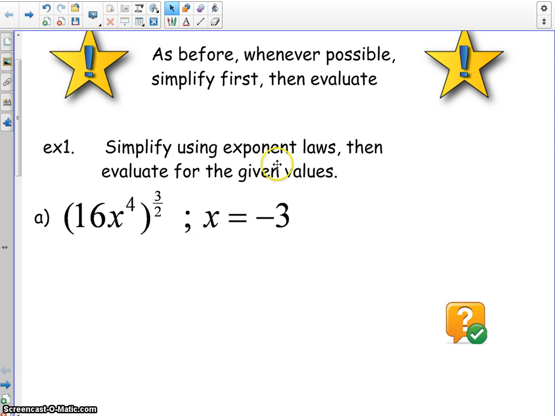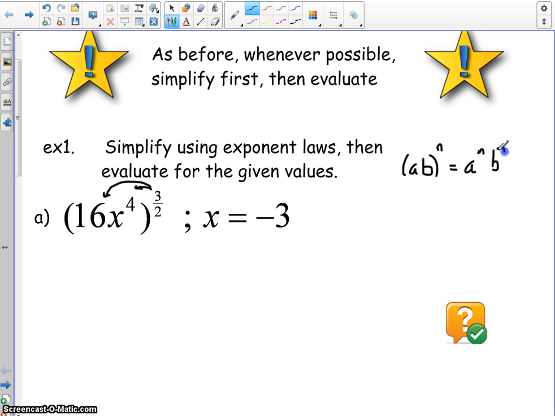So what I'm going to do here first is take my exponent and make sure it goes with everything inside the bracket. So using that law that we reviewed in the last couple of days, let's say we have a times b all to the exponent n. That's the same thing as having the exponent go to both the a and the b. That's what I'm going to be doing here. So this 3 over 2 exponent is going to go to the 16 and to the x to the exponent 4. So it's going to simplify as 16 to the exponent 3 halves, and x to the exponent 4 all to the 3 halves.